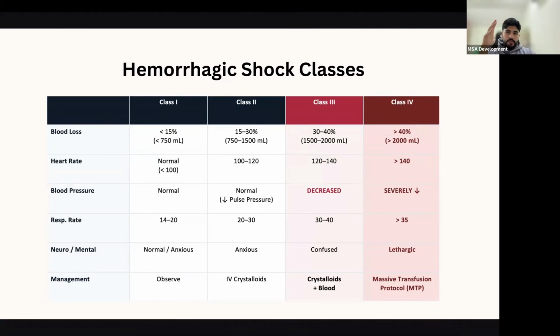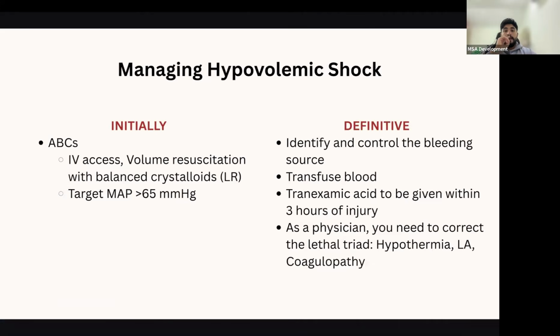And this is basically, in a nutshell, your hemorrhagic shock classes. How do we manage? Initially, I need to stabilize the patient. ABCs. Always go back to your ABCs. Give IV access, volume resuscitation with lactated Ringer's, and try your best to bring the mean arterial pressure to more than 65. Definitively, you need to control and identify the source of bleeding.